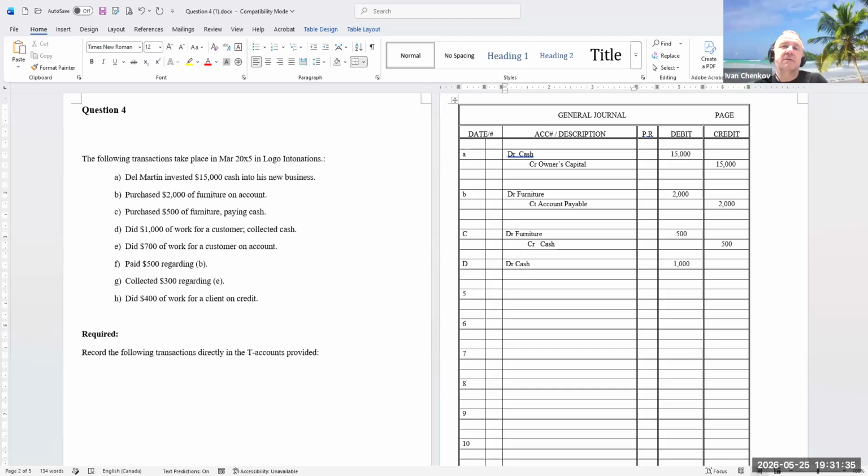What will that be for us? I have to credit now something. What will that be for us when we're providing service or work for a customer? It's a revenue. Yes, correct. And how much is that revenue? The same amount.